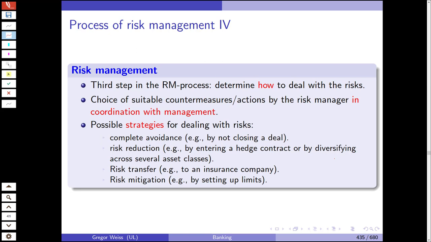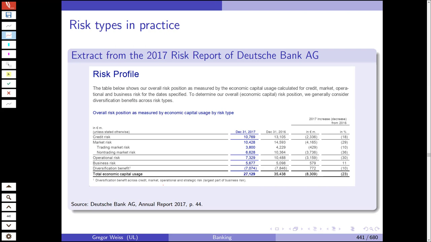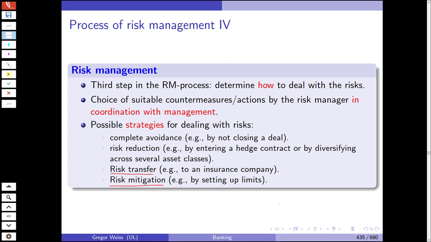The third step is to determine how to deal with the risks. You need to manage these risks, and some possible strategies are complete avoidance, risk reduction, risk transfer, or risk mitigation. It's in more detail actually in the financial risk management class, but I can say a couple of words on each of these strategies.